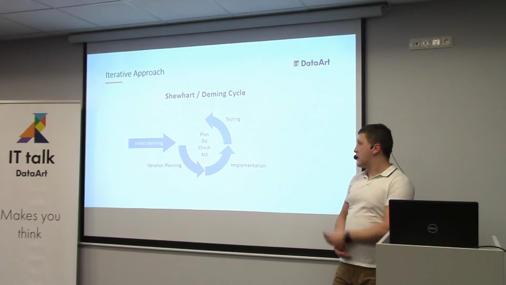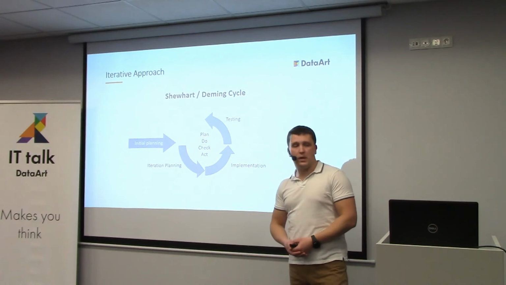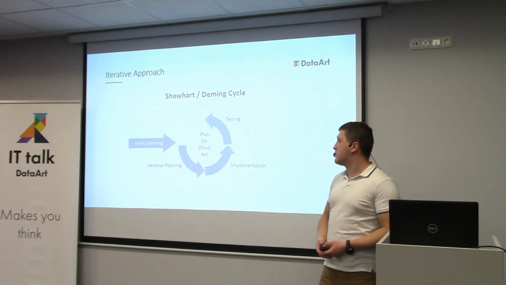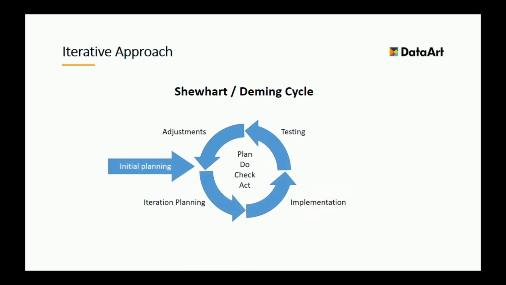Then the check part of the cycle is testing of the code produced. And based on the results of the tests, we make adjustments. That's the act part. So any adjustments that we might need to make to the process, to the requirements, to plans, to priorities, whatever. And when everything is done, we once again close the project. The project ends.